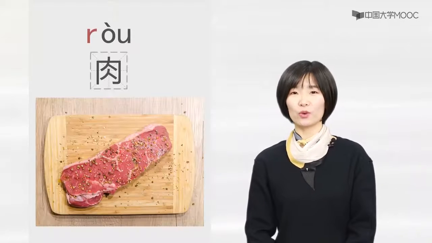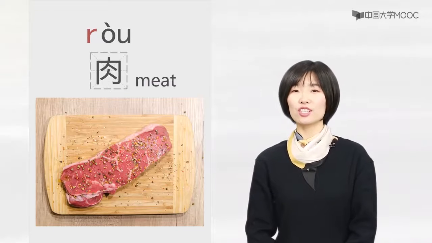You said 饿了, right? You're hungry. What do you like to eat? Well, I like to eat meat. Meat in Chinese is 肉. 肉, 肉. So, does that mean I can say 我爱吃肉?